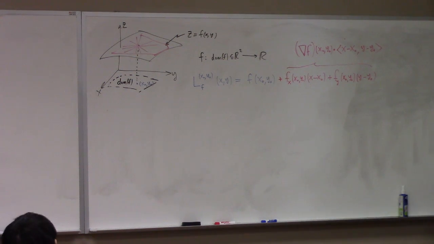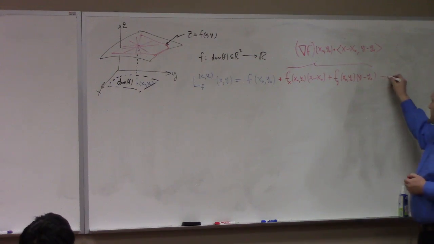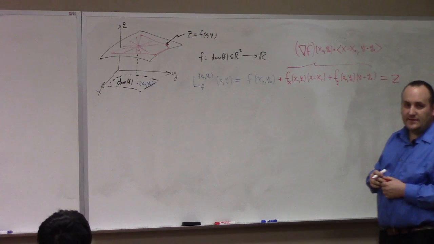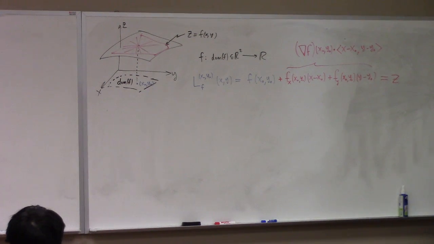The graph of this thing, if you set all of this equal to z, gives you the tangent plane, supposing it exists. And that gives you a very good approximation for z close to the point of approximation, right?